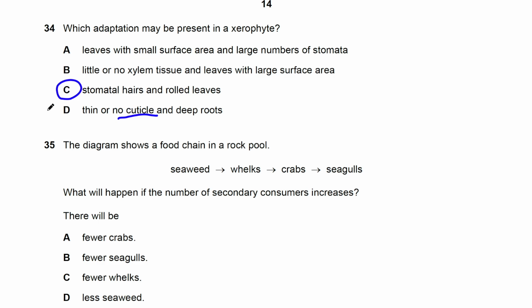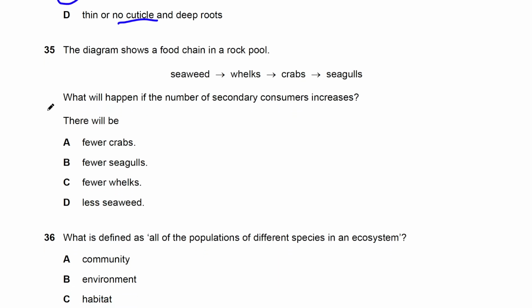Let's move to question number 35. The diagram shows a food chain in a rock pool: seaweed, whelks, crabs, seagulls. What will happen if the number of secondary consumers increases? Listen, seaweed are the producers. Whelks, the first consumer. Crabs, the second consumer. Seagulls, the third consumer. Fine. So he's talking about the crabs.